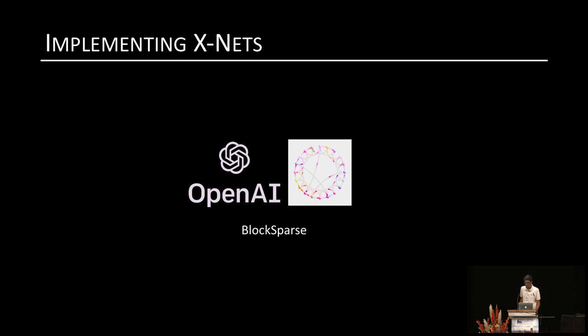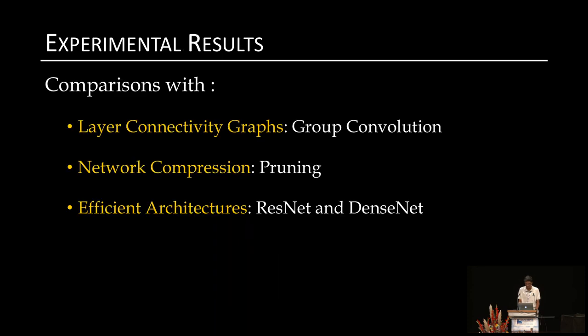In terms of implementing XNets, there are already libraries which allow you to do so by having convolutions in an efficient manner. Open source libraries such as BlockSparse convolutions is one of them. To see how effective this formulation is, we present three sets of experimental comparisons. The first set is with other connectivity graphs popularly used, for example group convolutions. The second set is a comparison with pruning techniques traditionally used. And the last is to see whether we can achieve a better parameter accuracy trade-off if we use efficient architectures like ResNet or DenseNet.